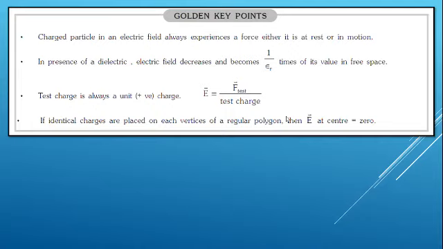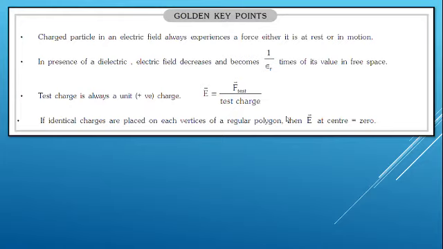Next, in the presence of a dielectric, the electric field decreases by a factor of 1 by epsilon r. We already know that: when a dielectric is placed between the charges, the force between them is reduced by epsilon r times. Similarly here, the electric field also decreases by 1 by epsilon r times. So that is one formula. And the test charge is always a positive charge only. I already said, the force experienced by unit positive charge will always be positive only.